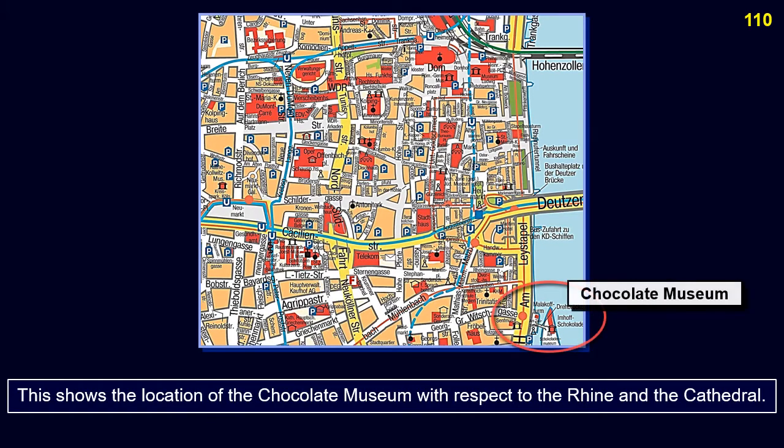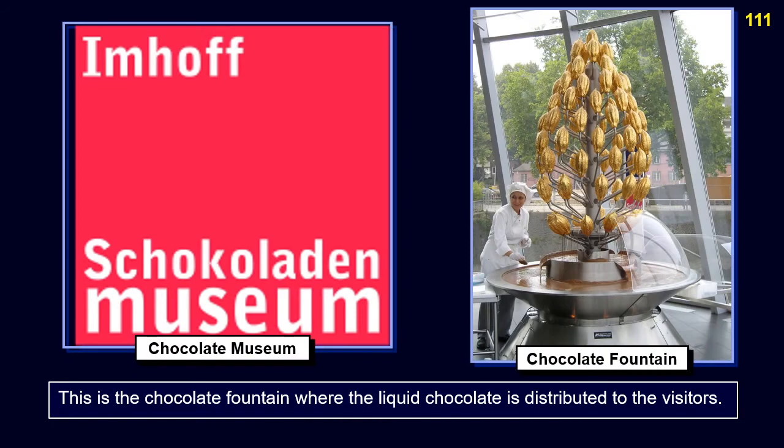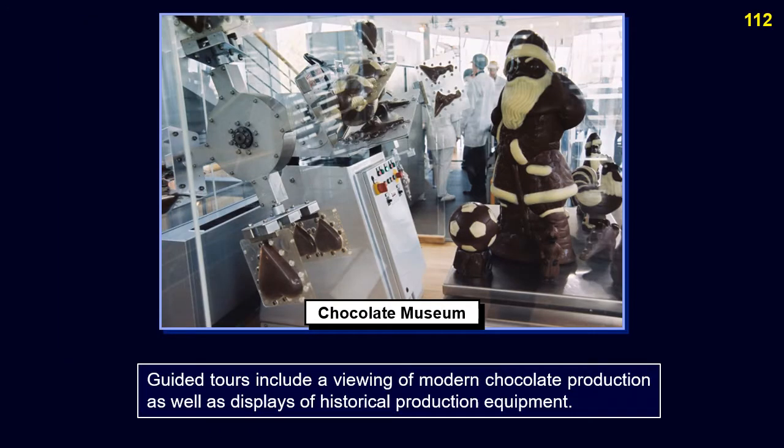This shows the location of the Chocolate Museum with respect to the Rhine and the cathedral. This is the chocolate fountain where the liquid chocolate is distributed to the visitors. Guided tours include a viewing of modern chocolate production, as well as displays of historical production equipment.